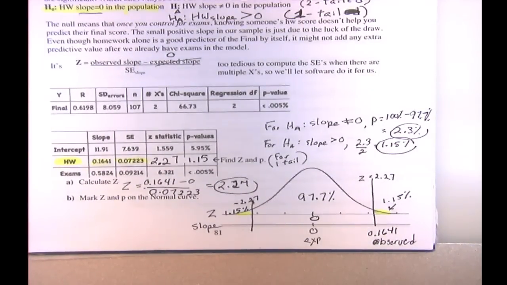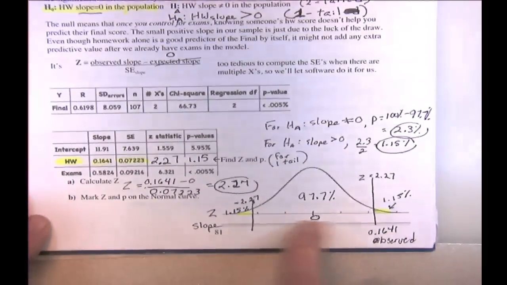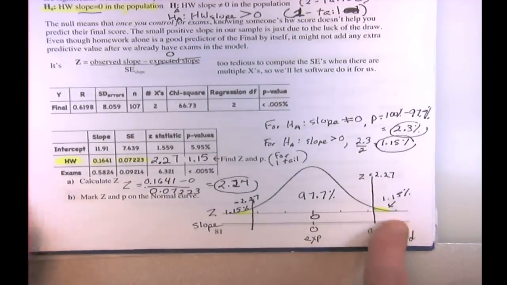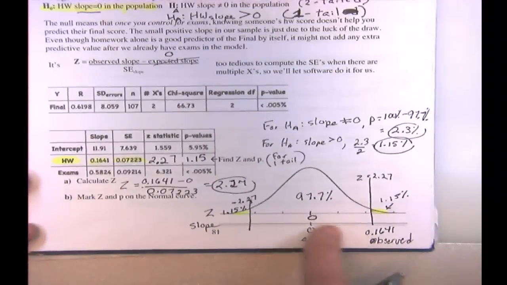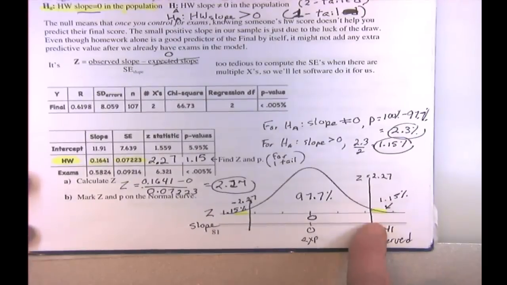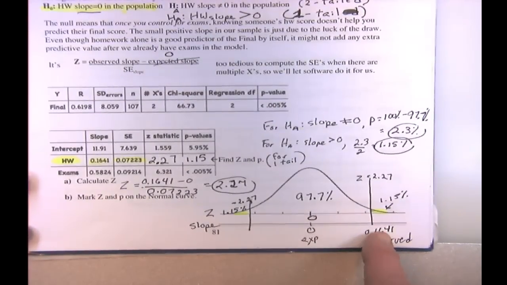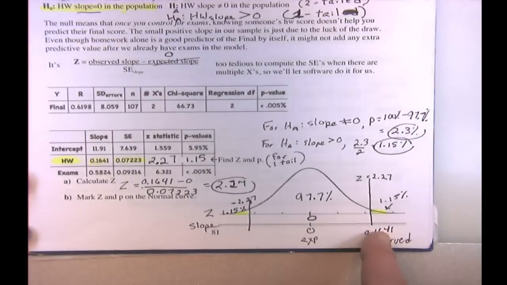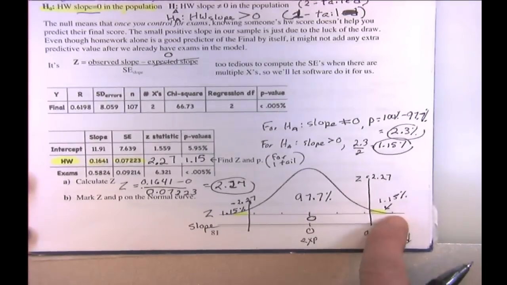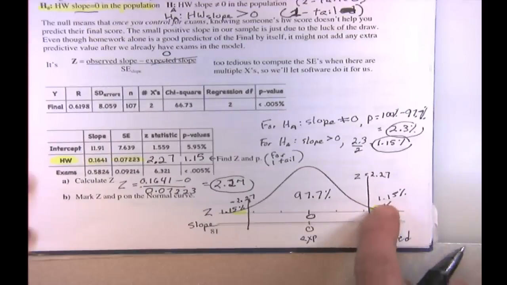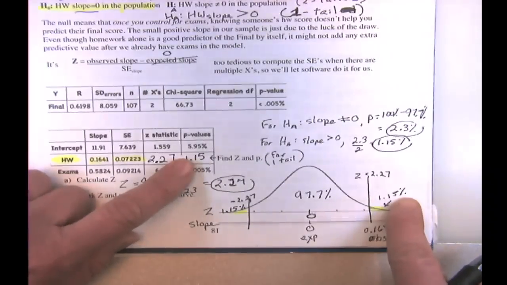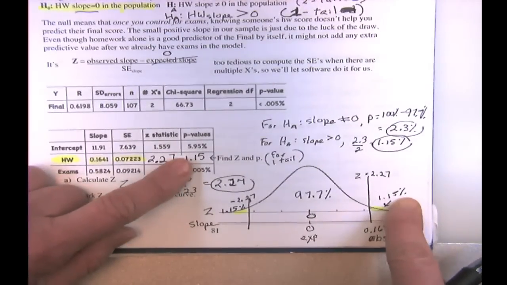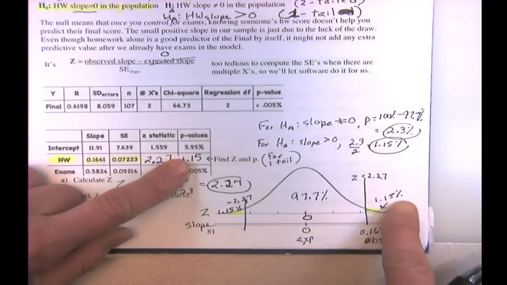So now what do we decide? What do we conclude? Well, we have to set a significance level to reject the null. To think about it without that is just to say, okay, the probability that we would see such a big slope as 0.1641, if it didn't exist in the population, it could still happen, and that probability is very small, 1.15%. Okay, for the one-tailed.